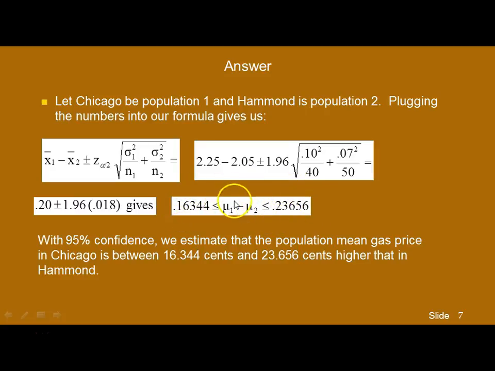You're hoping that the true difference in mean prices is in this interval. Translating this from decimals into cents, into dollars, we estimate the population mean gas price in Chicago is between 16.344 cents and 23.656 cents higher than it was in Hammond. Notice that both of those endpoints are positive values, which implies that mu1 is greater than mu2. If mu1 is greater than mu2, then of course mu1 exceeds mu2, and that will generally be indicated when you get positive values for both of your endpoints here.